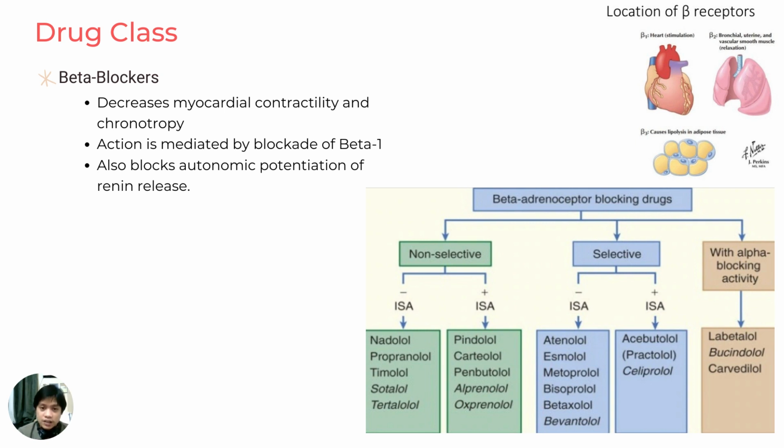Intrinsic sympathomimetic activity. So let's just go through. Which ones are selective? Atenolol, esmolol, metoprolol, bisoprolol, betaxolol, practolol, acebutolol, celiprolol. Which ones are non-selective? Nadolol, propranolol, timolol, sotalol, pindolol, carteolol, penbutolol, alprenolol, oxprenolol. Which ones have alpha blocking activity together with beta blocking activity? Labetalol, bucindolol, and carvedilol. Okay?